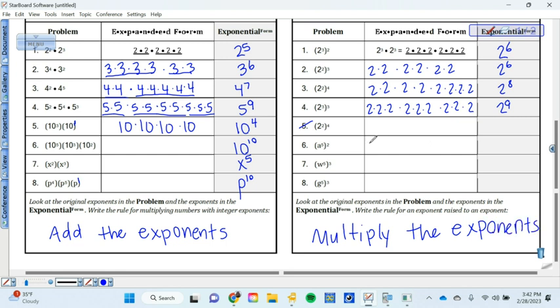So now we can skip over expanded form. And what's my exponential form going to be for number 6? Good. A to the 10th power, right? 2 times 5 gives me 10. Number 7, perfect, W to the 15th. And number 8, perfect, G to the 15th. Okay, so we're just multiplying exponents here. Let's flip over to the other side, please.